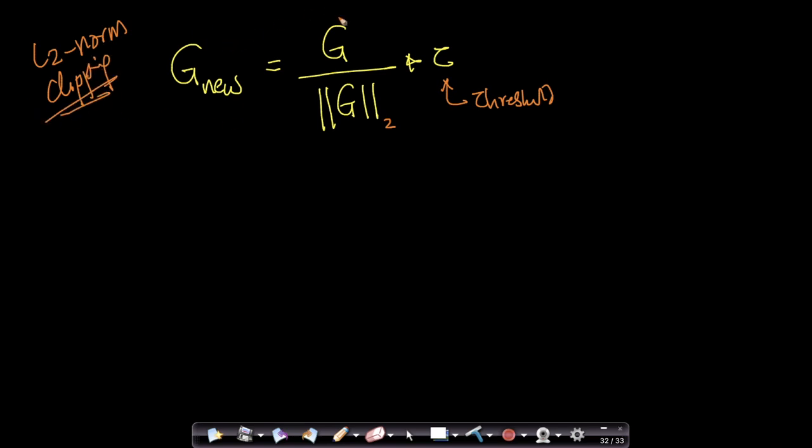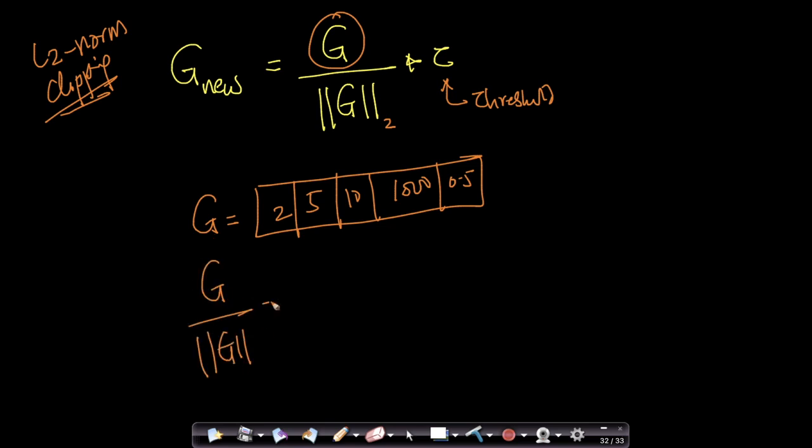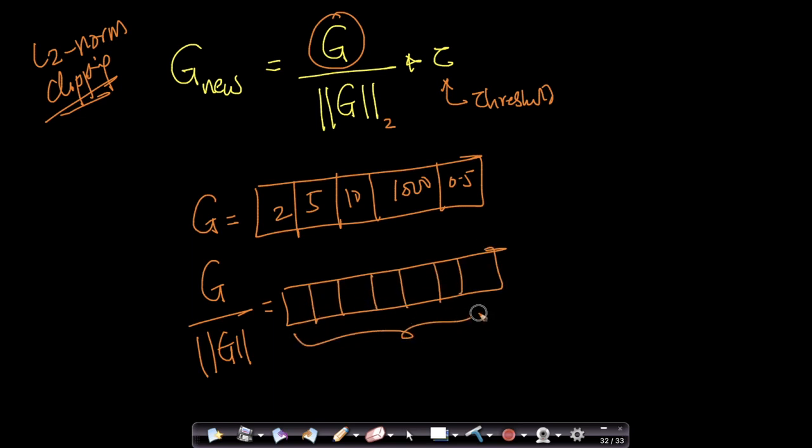Now, let's assume I have a vector G here. Let's assume I have 2, 5, 10, 1000, and 0.5. When I divide G with the norm of G, what I get here literally is that all these individual gradients will be less than 1, because the norm of G is greater than all of these things.